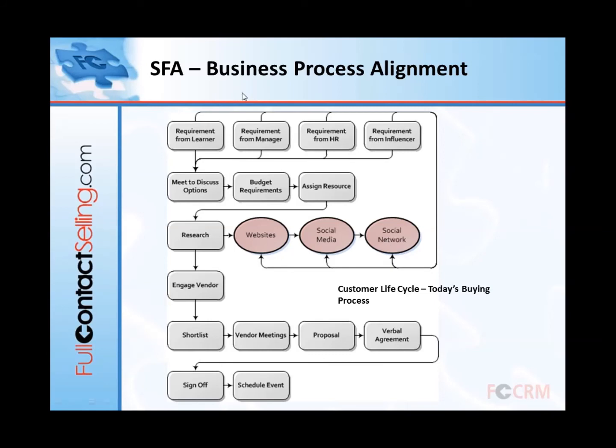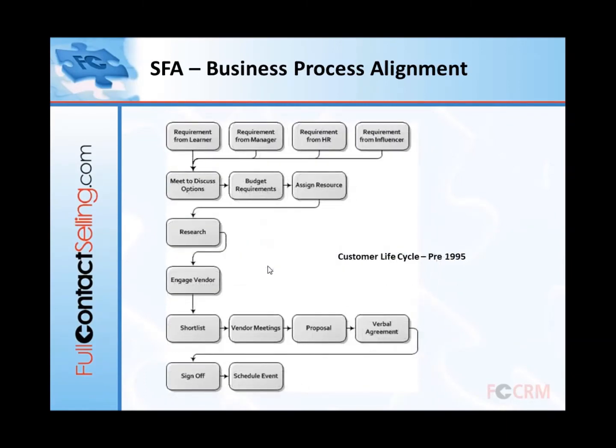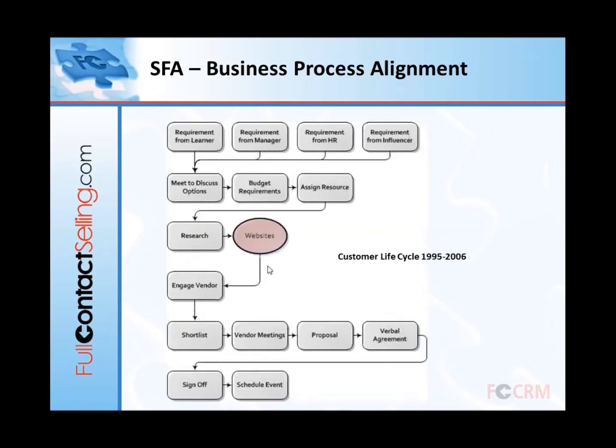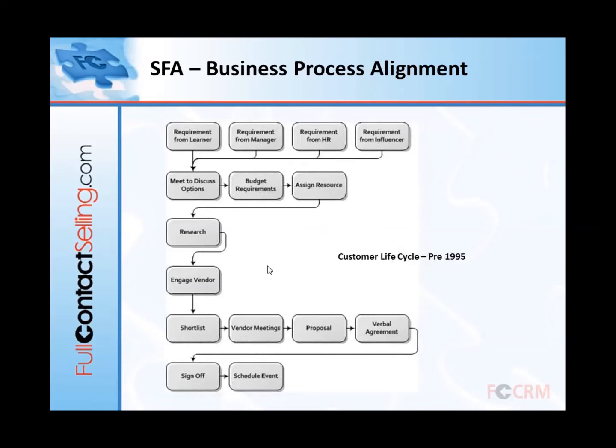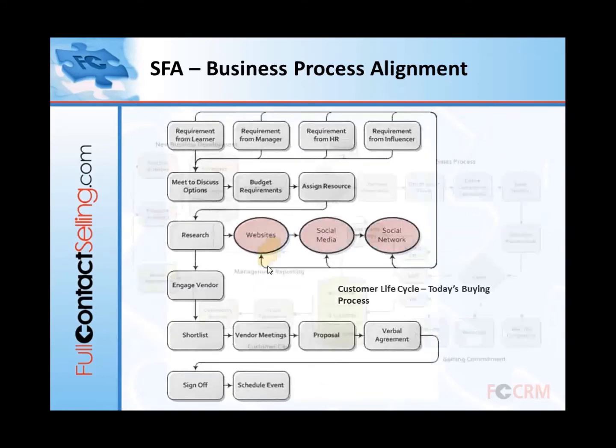So the smart companies today are starting to build this into their sales process. How do we use social media and social networks to engage with the customer, and what do we do with our websites to engage with the customer as well? So you'll see that this has changed a lot in the last 15, 16 years, but many companies are still back here, still have the same sales process they did in 1994. So let's talk about how we improve that.